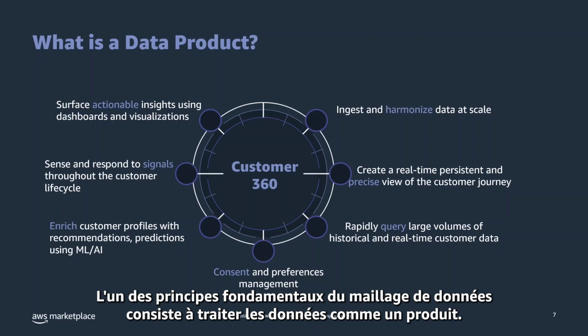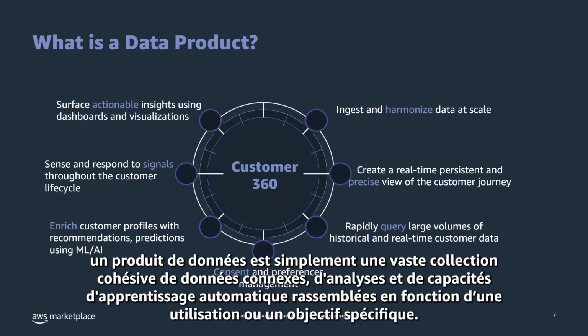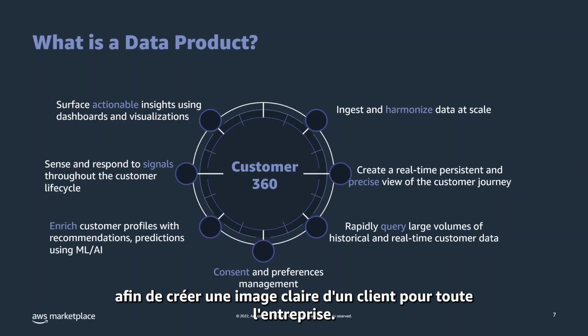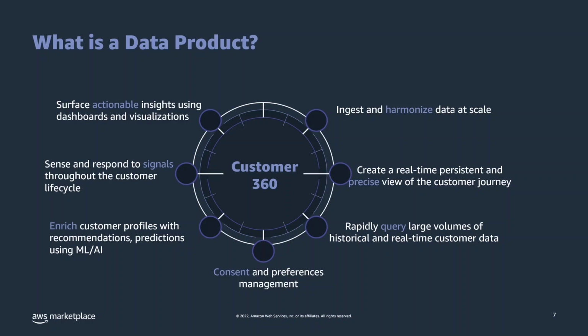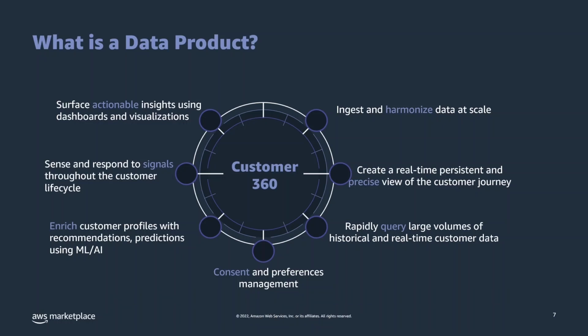A core principle of data mesh is to treat data as a product. What is a data product? Well, a data product is simply a broad, cohesive collection of related data, analytics, and machine learning capabilities that are aligned to a specific use case or goal. For example, this might be a customer 360 capability, which could incorporate data from across multiple lines of businesses to create a clear picture of a customer across the enterprise.